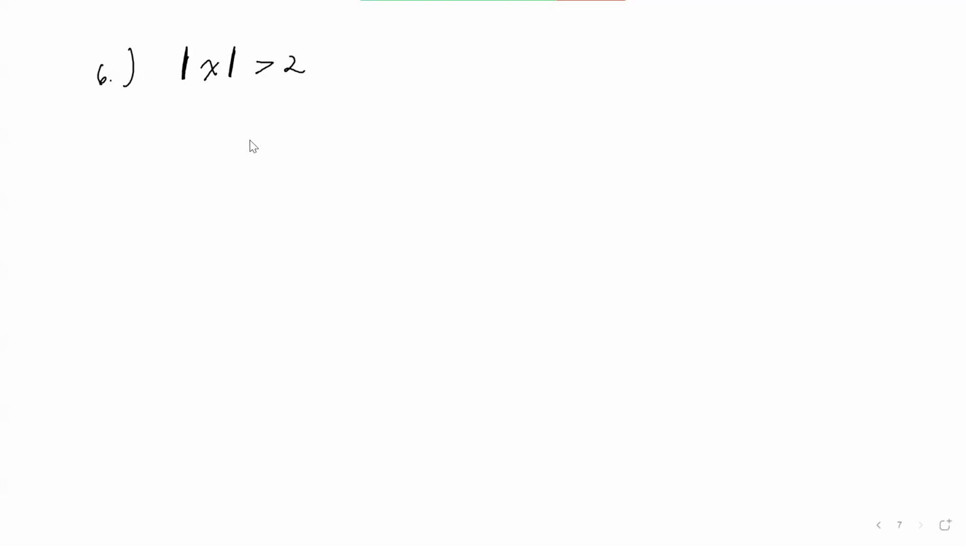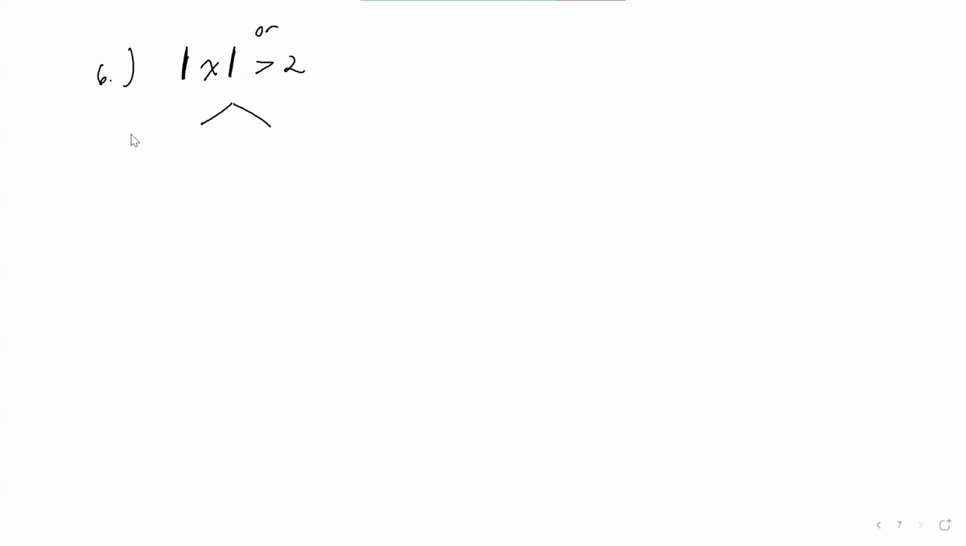In this situation, this is what we call an "or" case. I cannot make a compound inequality with a greater than. I cannot say negative 2 is greater than x is greater than 2, because that would be stating that negative 2 is greater than 2, which is not a true statement. So in this case, I'm going to write this out as 2 separate inequalities.